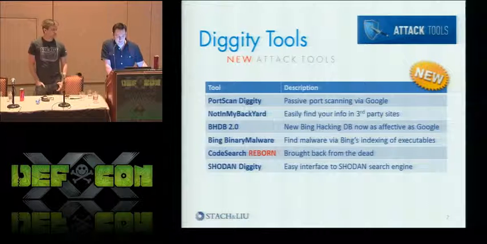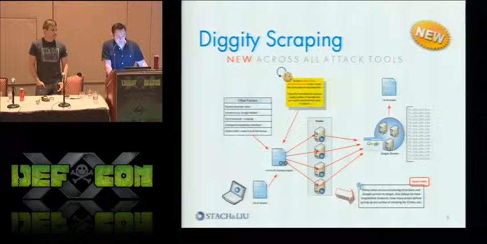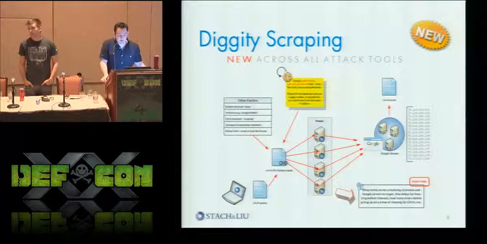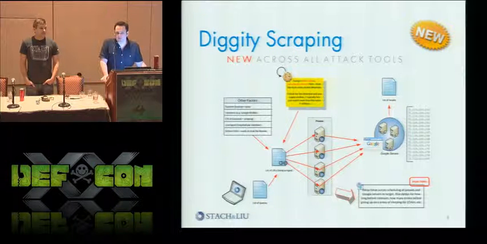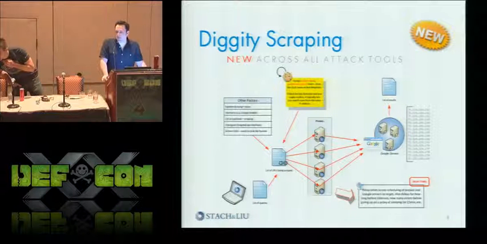I want to get right into some of the new tools that we just released. But even before we get into that, one thing to note: until this version, we had hooked up the Bing API for Bing Diggity and the Google Custom Search API for Google, but now that Bing is moving to a pay model, and just to get the number of results that we really want, we've implemented across all of the attack tools scraping of Google, which was no easy task.